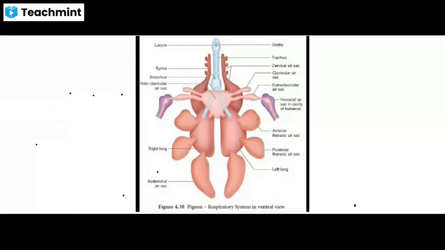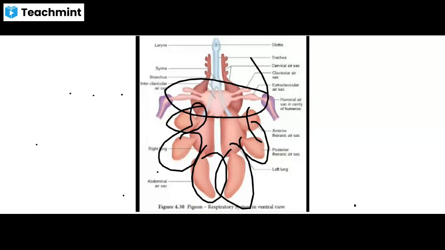Okay. Interclavicular air sac, cervical air sacs, anterior thoracic air sac, posterior thoracic air sac, and abdominal air sac. The first one, the interclavicular air sac, is an unpaired air sac. It is triangular in shape. The remaining four air sacs are paired air sacs. They act as a reservoir of air and they are also helpful in thermoregulation.